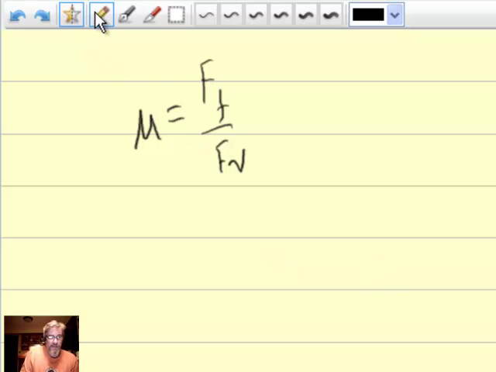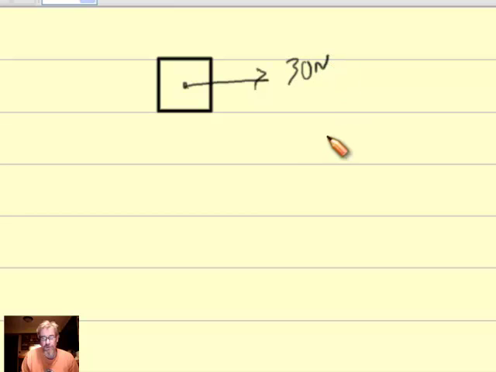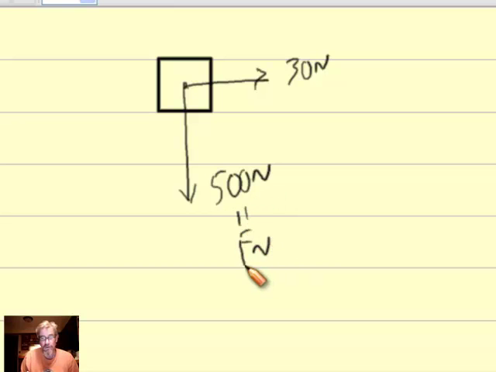First of all, I'm going to draw a free body diagram as I start to solve this problem by just drawing myself a picture of my box. And I'm going to apply the forces that I know are on it. One thing I know, it tells me, is that there's a 30 Newton force required to pull this box across the floor. And I also know what its weight is. It's a 500 Newton box. So that's actually force normal, because this is on a flat surface.